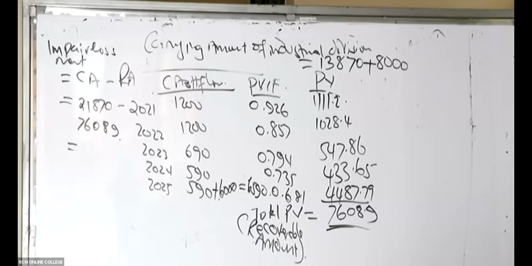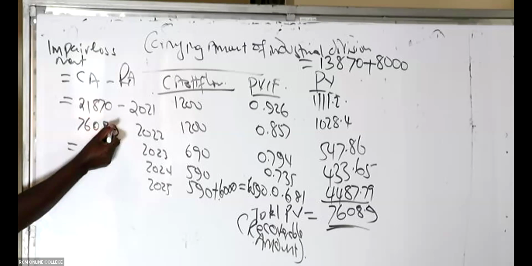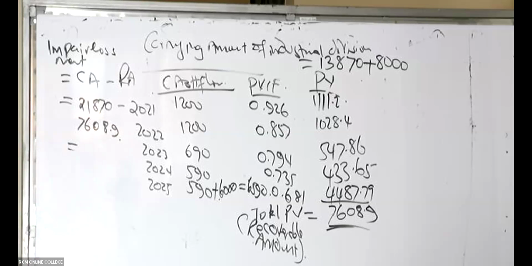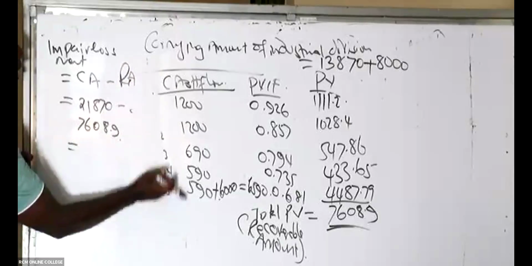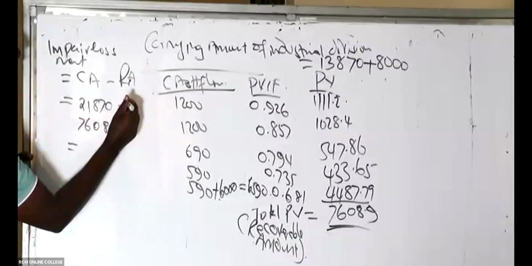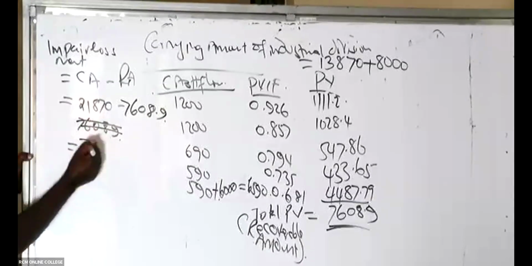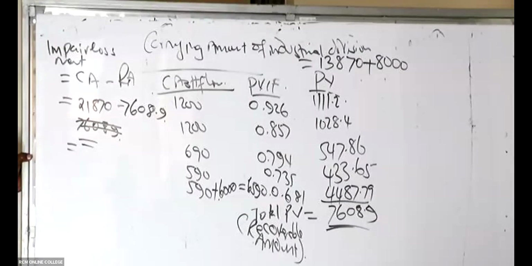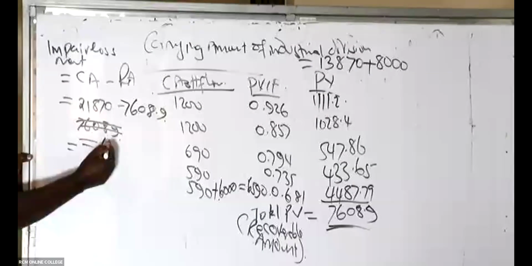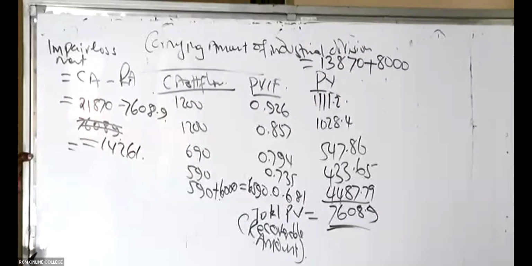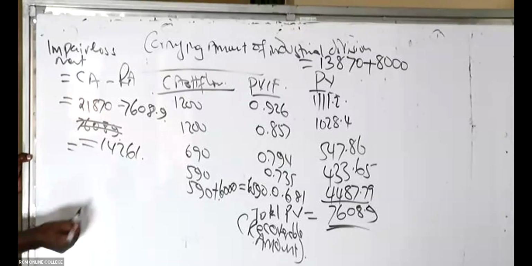Is there something I'm missing? 7608.9, yes, 0.9. So it's supposed to be 21,870 minus this 7608.9, which gives me an impairment loss of 14,261.1, something like that.